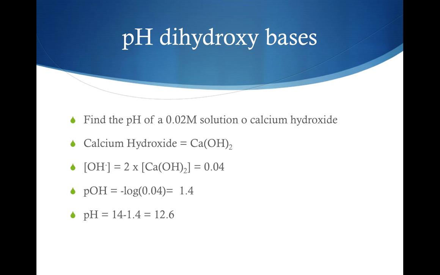If I've got a dihydroxy base, so here's one with 2 hydroxide groups, OH minus groups, it's the same idea as when I've got a diprotic acid. Okay? To find the hydroxide ion concentration, I double the concentration of the base. So in this case, 0.02 times 2 gives me 0.04. I can then find the pOH by negative logging that to give me a pOH of 1.4. And then I can subtract that from 14 to find the pH. So 14 minus 1.4 gives me a pH of 12.6.